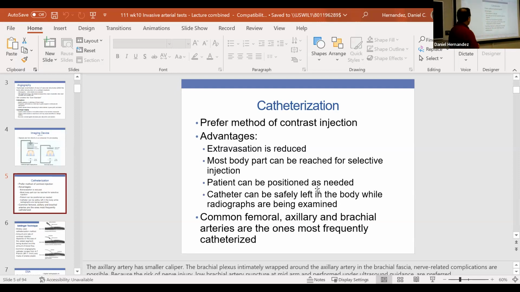With catheterizations, we can reach almost anywhere in the body necessary in order for us to do selective injection of that contrast. Patients can be positioned as needed. The catheter can be left safely in that patient. So once we have access into that patient's vascular system, that catheter gets left in place, and we can have repeated access into the vessels and get to where we need to go to either perform the procedures or continue examination.